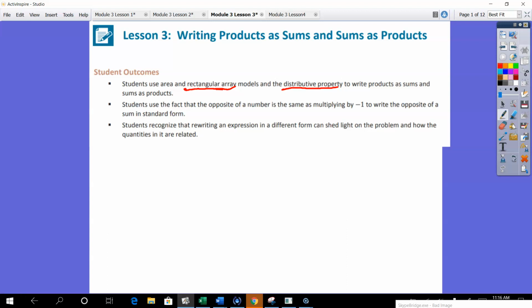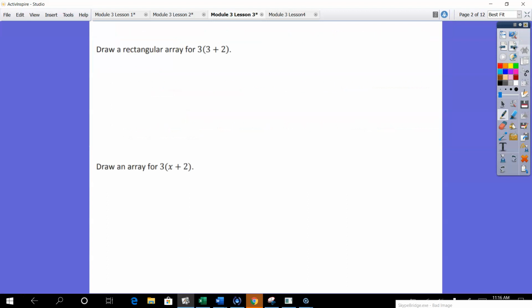Use the fact that the opposite of the number is the same as multiplying by a -1 to write in standard form. Okay. So you are in example 1. So this is example 1 on page 16. Okay, we're asked to draw a rectangular array for 3 times 3 plus 2.